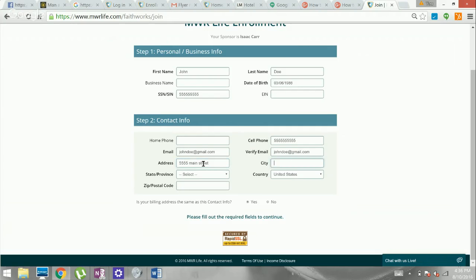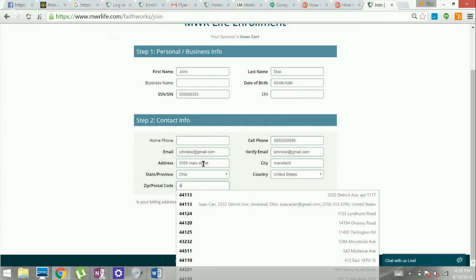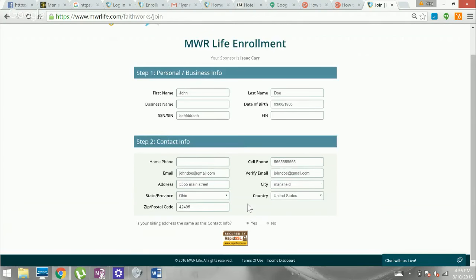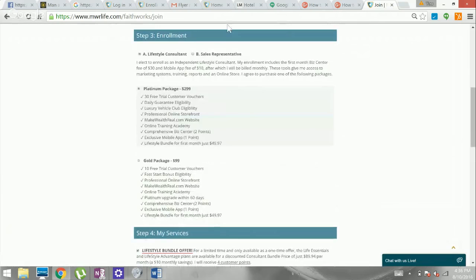And he lives in Mansfield, Ohio. I don't know the zip code there. Let's say it's 42579. Okay. So is your building address the same as the contact info? Let's say it's yes. Okay. Now you see how it moves me to the next field.